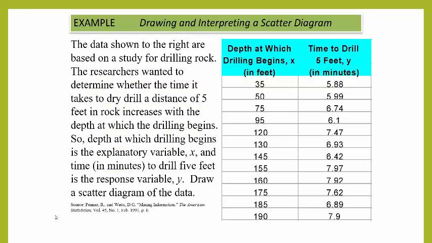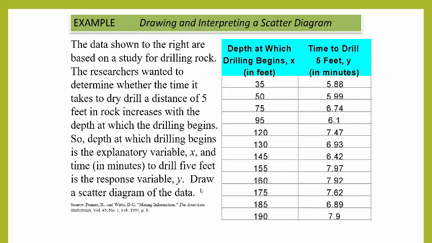Okay, here's an example. The data shown to the right are from a study for drilling rock. Researchers want to determine whether the time it takes to dry drill a distance of 5 feet in rock increases with the depth at which the drilling begins. So for example, what they're suggesting is if you're closer to the surface, to drill 5 feet would take you less time perhaps than if you were further down. Like let's say if you look down here at 190 feet. So depth at which drilling begins is the explanatory variable x, and the time in minutes to drill 5 feet is the response variable y.